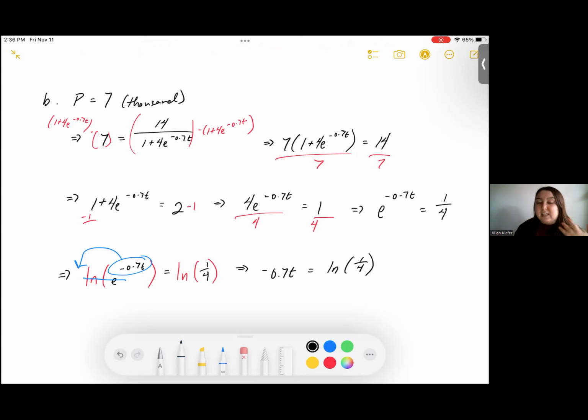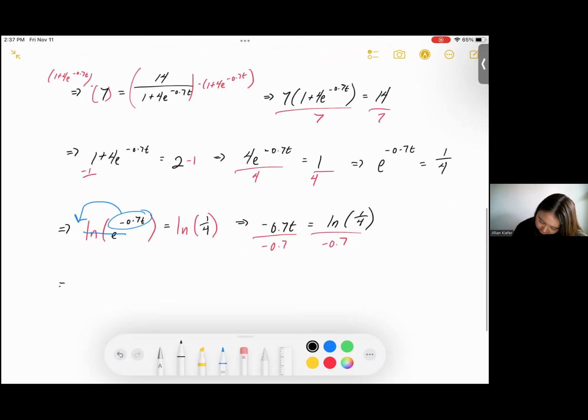We're solving for t. The number in front of t is negative 0.7. So we'll divide each side by negative 0.7. And we get finally that t is equal to the natural log of 1 over 4 divided by negative 0.7. We want to round this to 2 decimal places. So we want to solve this. We can plug this into our calculator. It's a little simpler than the last one. So I trust that you can put this in your own calculator. And we should get that this comes out to about 1.98 years.